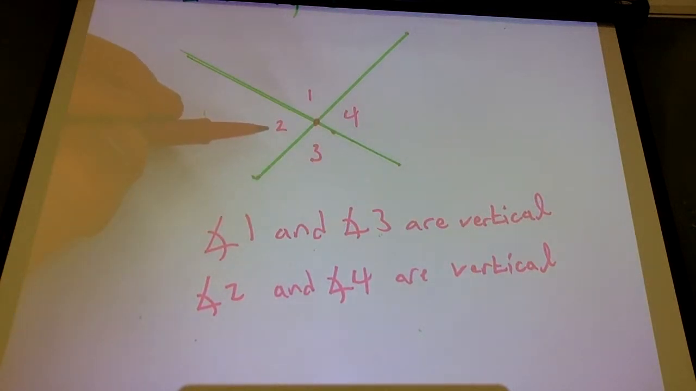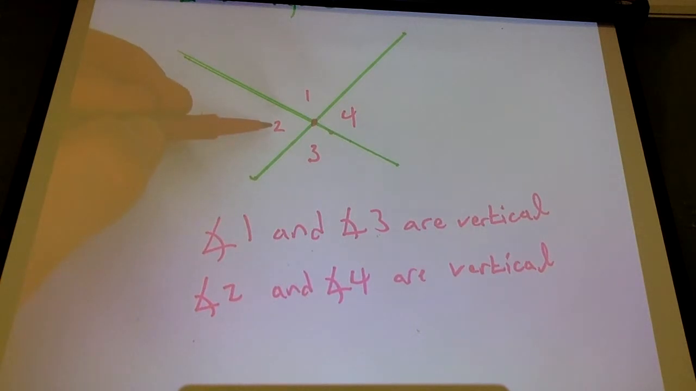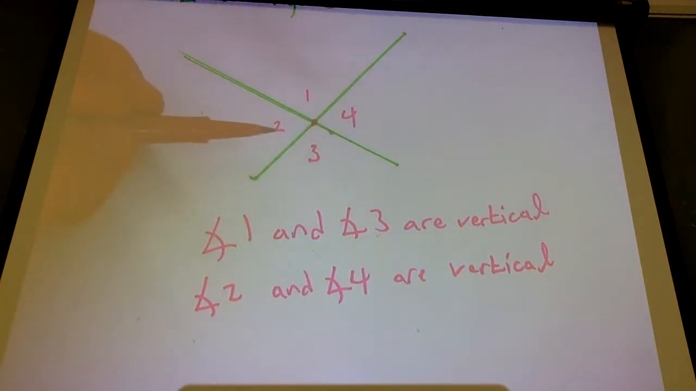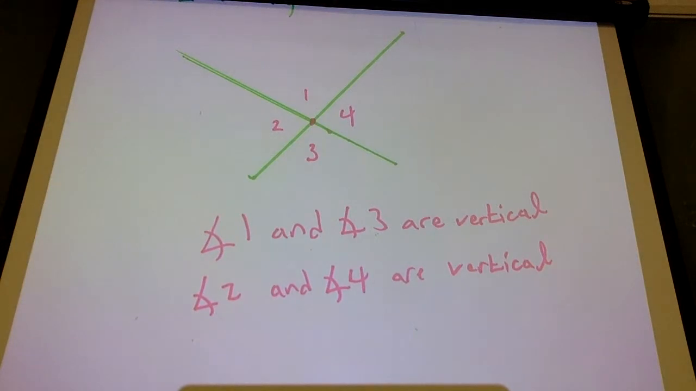Angle 2 is adjacent to 1. Sorry, I think I made a mistake there. Angle 1 is adjacent to 2. Angle 1 is adjacent to 4. So that means it's not vertical with either of those. It's only vertical with the one it's not adjacent to. So 1 and 3 are vertical, and similarly 2 is adjacent to 1, and 2 is adjacent to 3, so it's not vertical with those two, but it does make a vertical angle with angle 4.